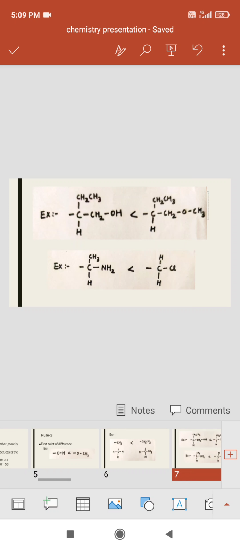Another example: see the first, second and third atoms, C, CH2 and O. All these three atoms are identical in the first case and in the second case. So we prioritize on the basis of the last one: in the first case there is hydrogen and in the second case there is carbon. We know that carbon gets more priority, so this will get more priority.